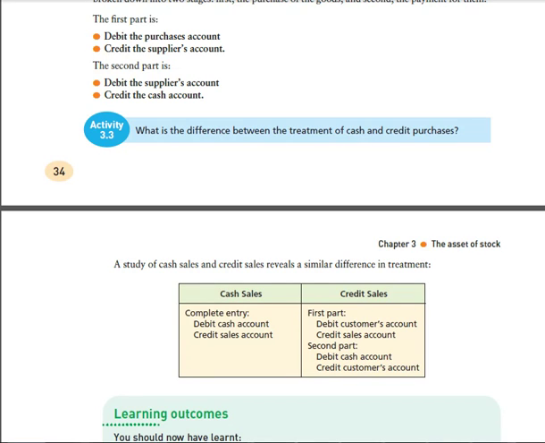Eventually, maybe in a week's time or a month's time, when the customer actually pays us, we would have cash coming in. So we would debit the cash account, and because the debtor is clearing his amount, the asset of debtor is reducing, so it would be credited. So we'll debit the cash account and credit the customer's account. So a cash sale would have just a single effect, whereas a credit sale would have two parts to it.